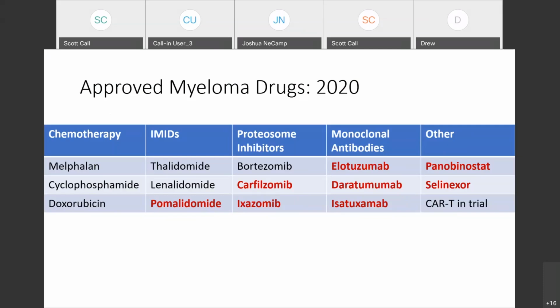This slide is just on there for your reference and to know the different classes that we have. There's chemotherapy, which we actually use fairly infrequently. There's IMiDs, or immunomodulatory drugs, that are all based off of thalidomide. There's proteasome inhibitors that all end in -ib, for inhibitor. There's a few monoclonal antibodies. Daratumumab is probably the one you might hear about most. It's a CD38 antibody. Then there's a few other drugs with different mechanisms.